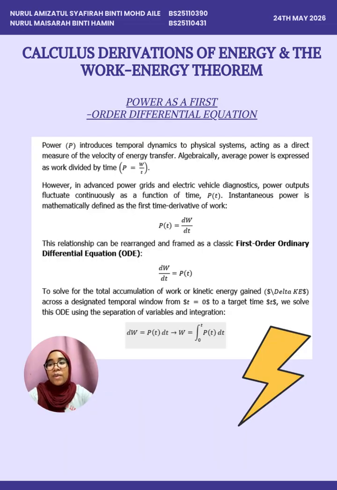On slide 3, we bring time into the picture with power. Usually, average power is just work divided by time, but real machines push out different amounts of power from moment to moment. Instantaneous power is how fast work is being done at an exact second. We can write this as a basic differential equation. If we rearrange this and integrate both sides, we get the formula. This lets us figure out the exact work done or energy gain over any amount of time.